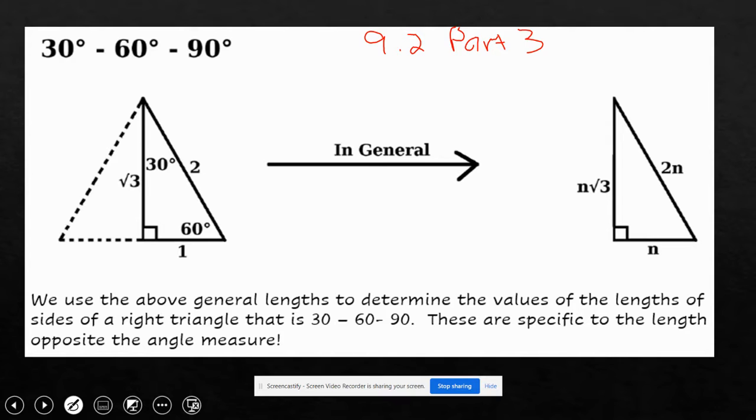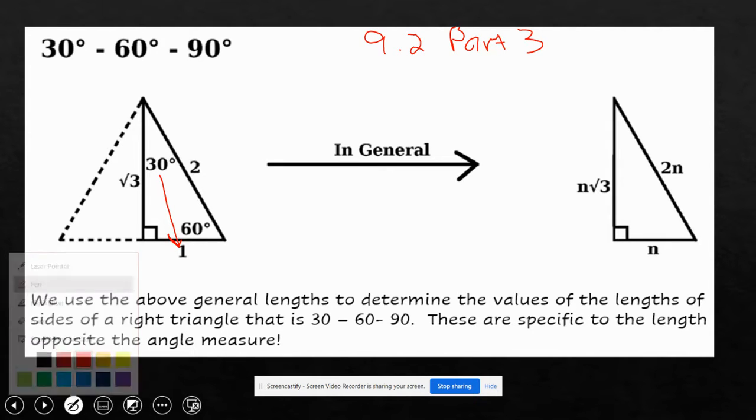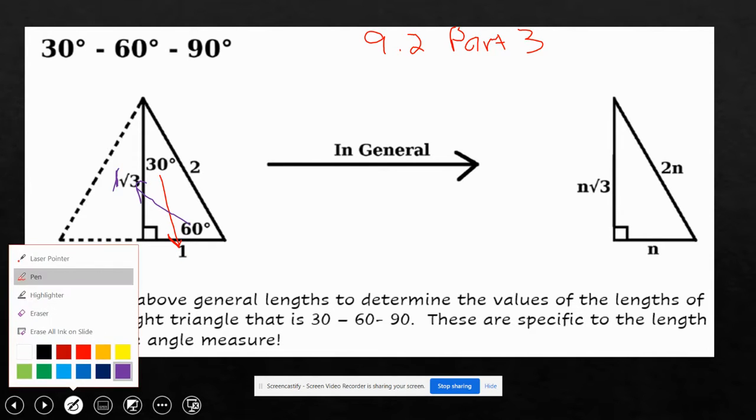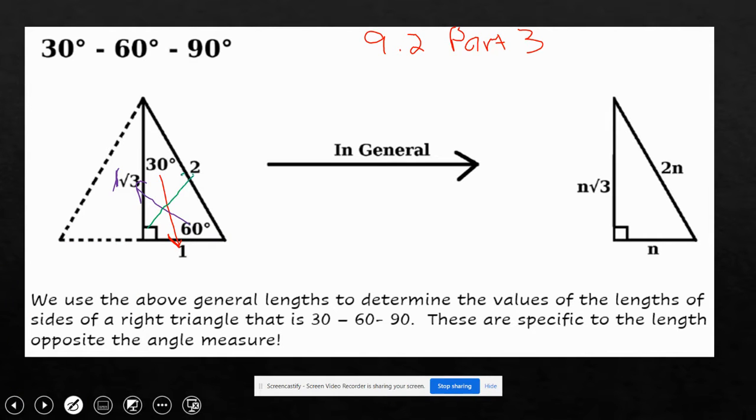9.2, the last part, still talking about special right triangles, and this time we're talking about 30-60-90 triangles. Very specific lengths here: your 30 degrees is always going to be opposite a length of 1 if you're in a unit circle. 60 degrees is always going to be opposite the length square root of 3. And your 90-degree angle is always going to be opposite the hypotenuse, which is always going to be 2, or double.